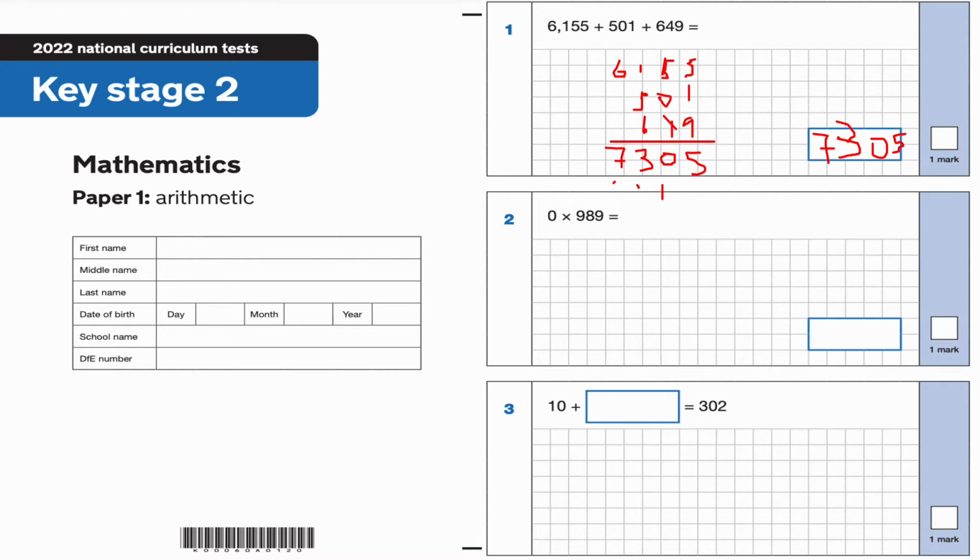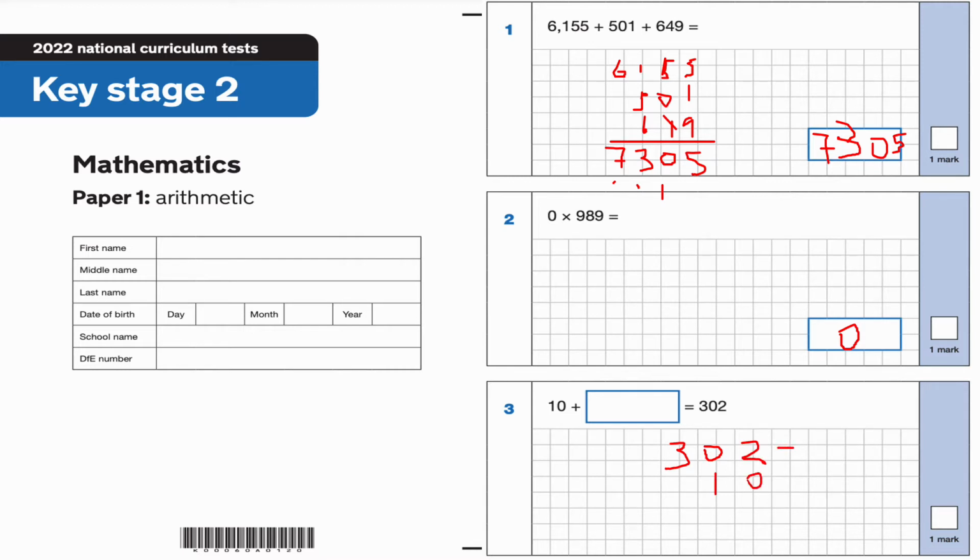Question number 2, guys. 0 times 989. Well, anything times 0 is just 0. Any number times 0 is always 0. Question number 3. 10 plus something is 302. So working backwards, if I do 302, take away the 10.